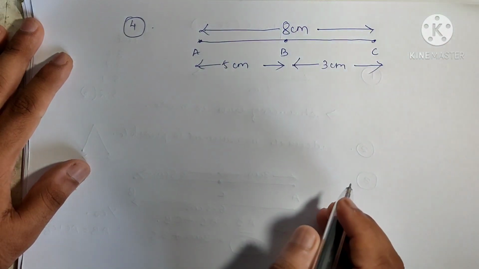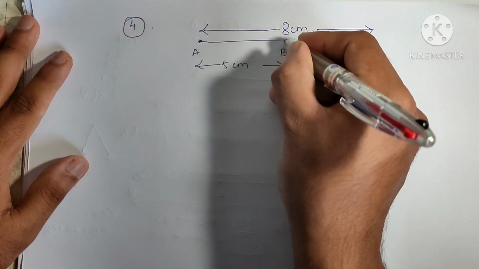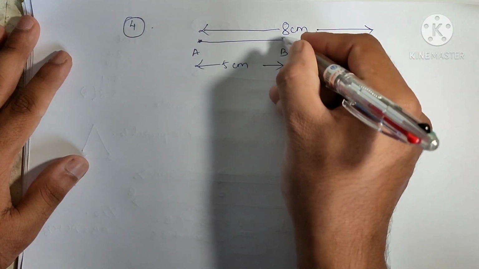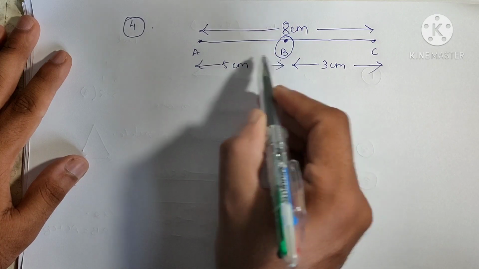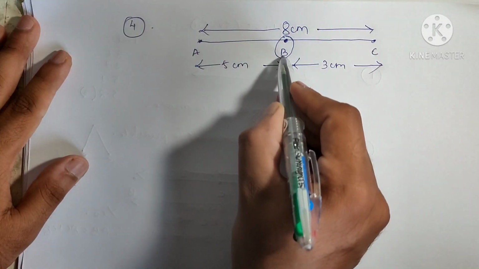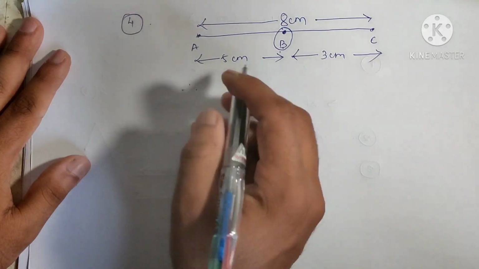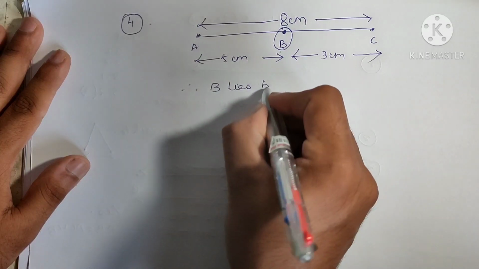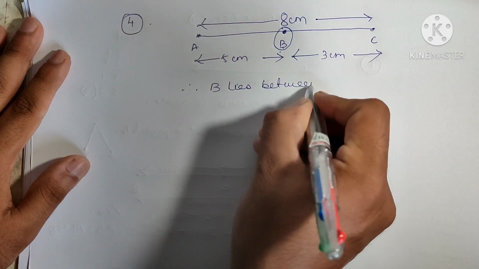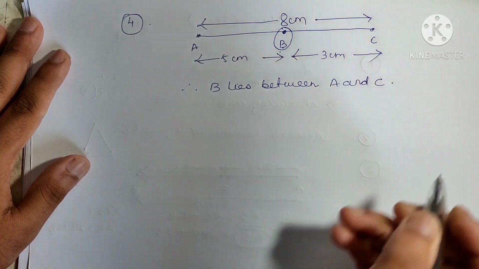So which one of them lies between the other two? It is very clear that B is the midpoint, isn't it? Midpoint means in the center. So between A and C, B is the midpoint. Which one of them lies between the other two? You write like this: B lies between A and C. This is the answer.